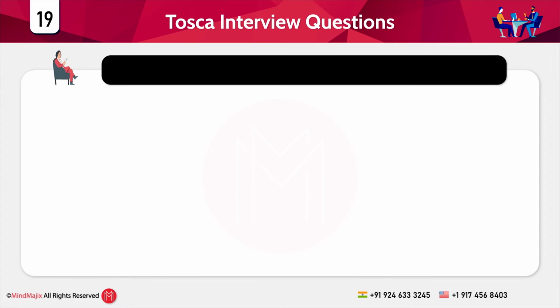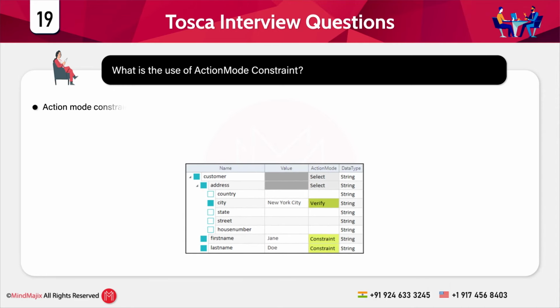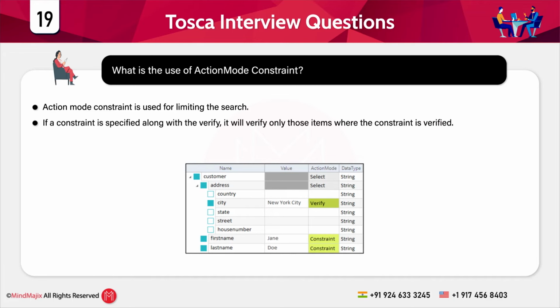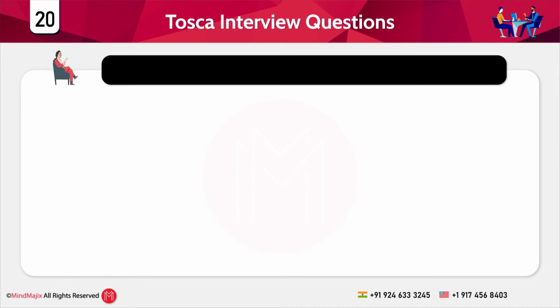The next question is, what is the use of ActionMode constraint? ActionMode constraint is used for limiting the search. If a constraint is specified along with the verify, it will verify only those items where the constraint is verified. So you can use this if you know which elements uniquely identify a list item. So let's move ahead to the next question.